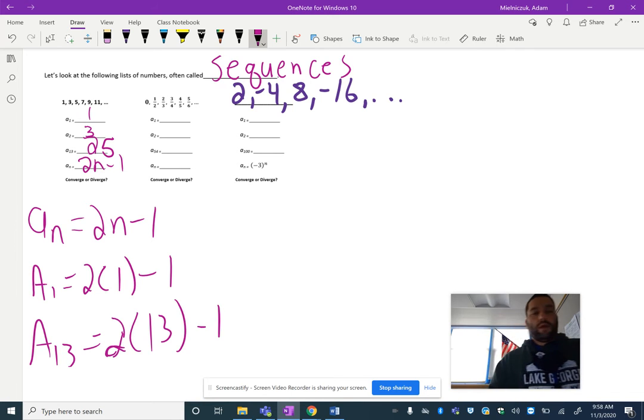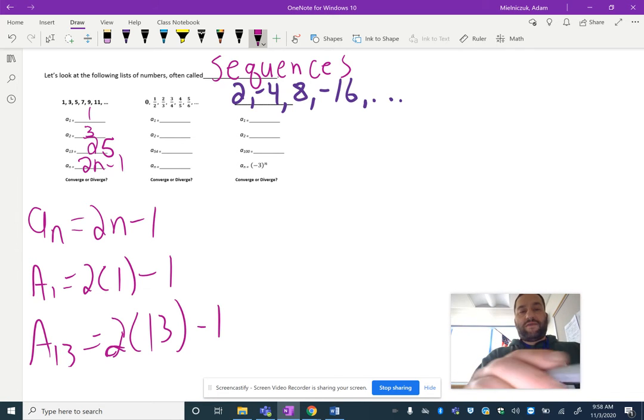Okay. Now, does this converge or diverge? In this situation, it diverges because it doesn't go towards one number. The farther we go on, it's not obvious that, oh, this is going to stop at 100. We see this one growing forever, so it diverges.